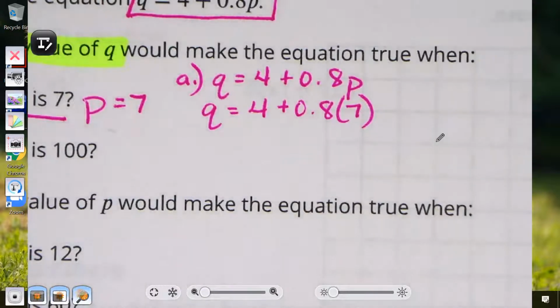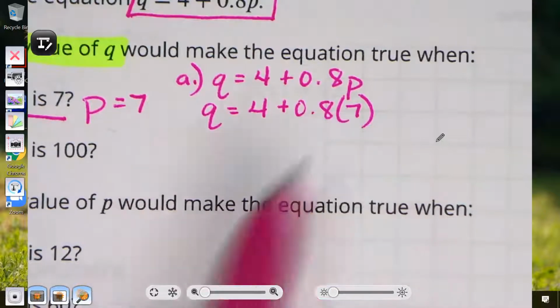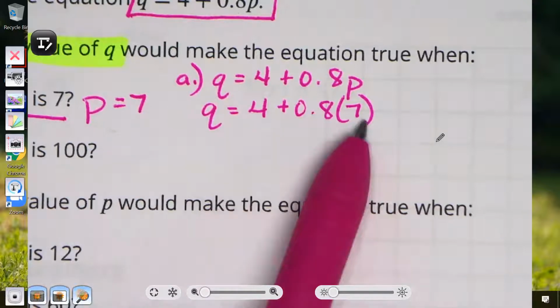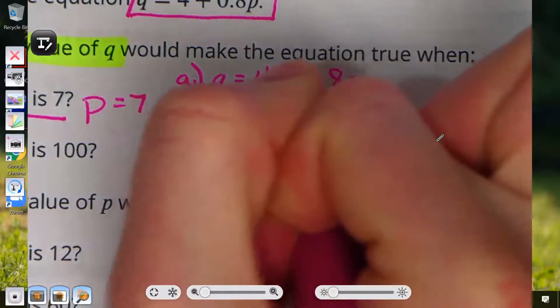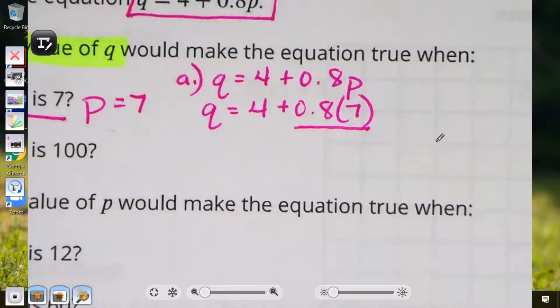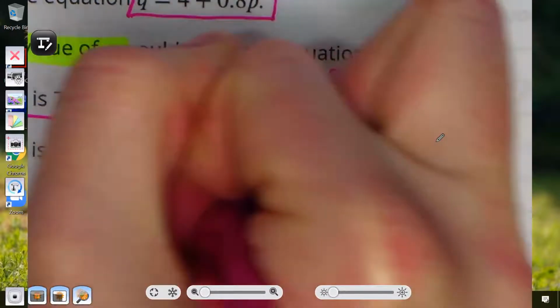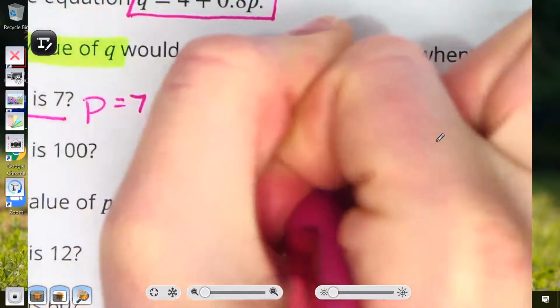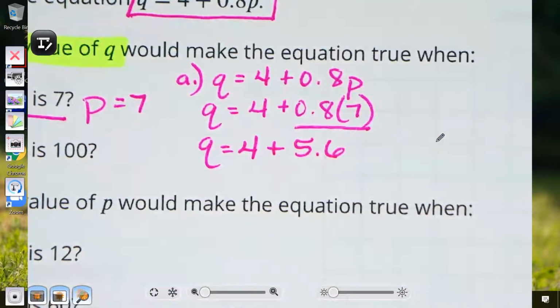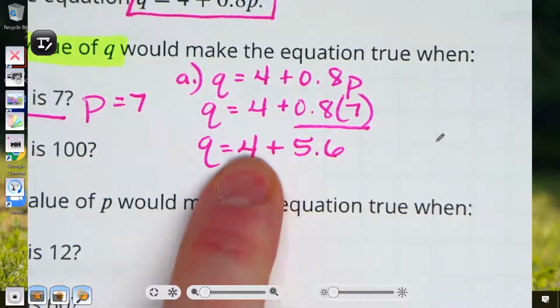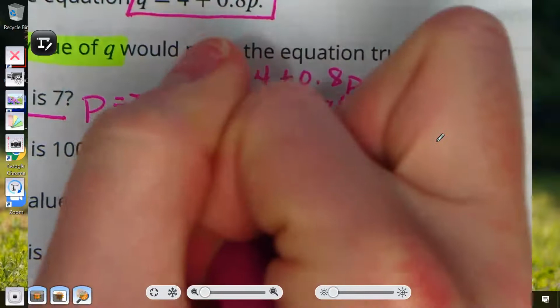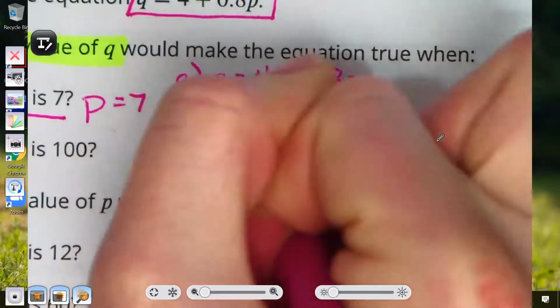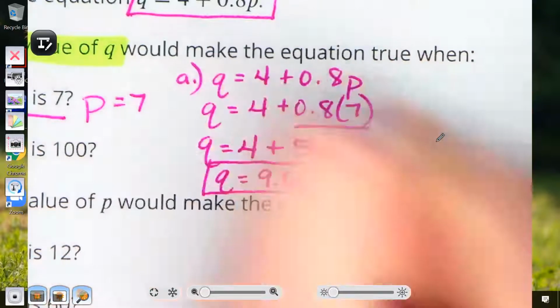All right, now I just have to simplify it. When it's set up like this, it makes it really easy because they already have all the variables on one side and all the numbers on the other. So I just have to simplify this side. What do I do first, the addition or the multiplication? I do the multiplication. Someone tell me what 0.8 times 7 is. 5.6. Okay, so I'll bring down my little 4 because I'm not doing anything with it yet, and then I simplify it. All right, one last step. What's 4 plus 5.6? 9.6.